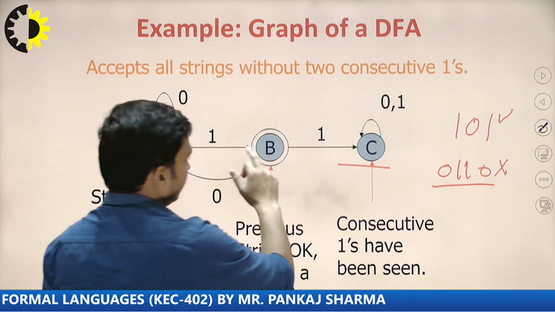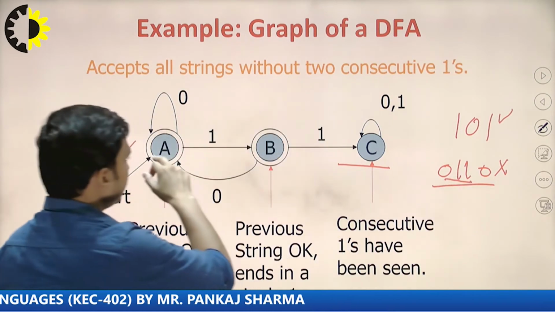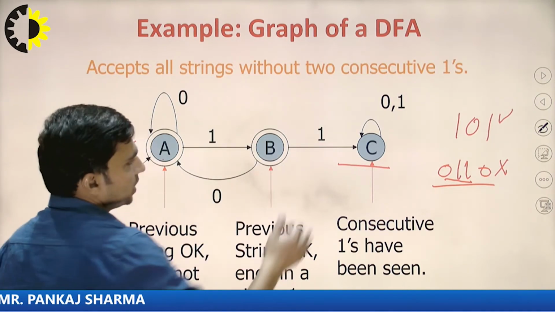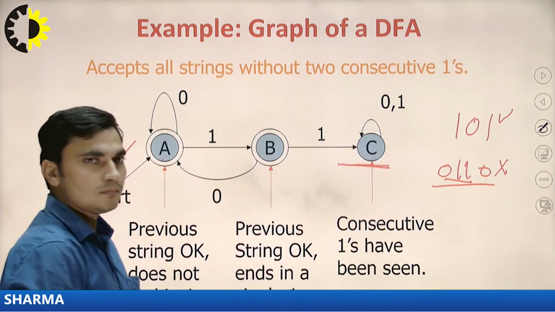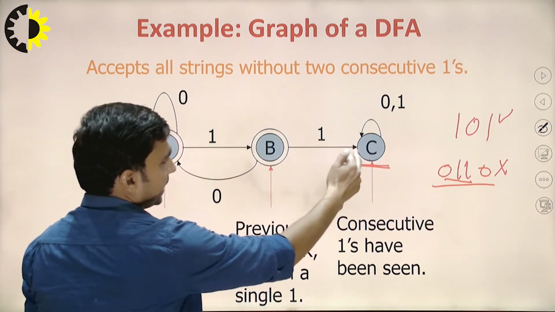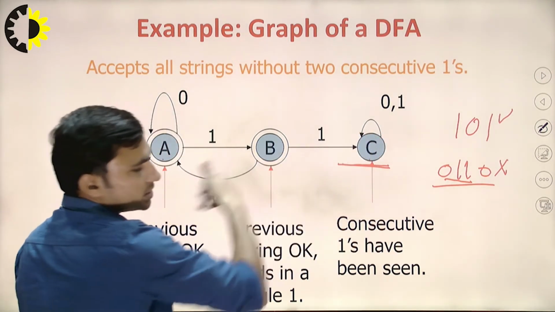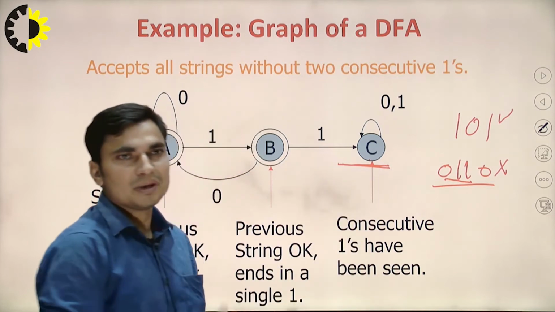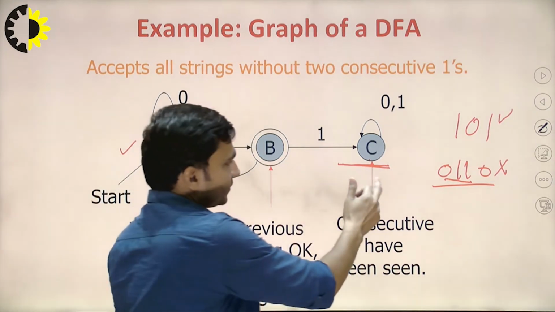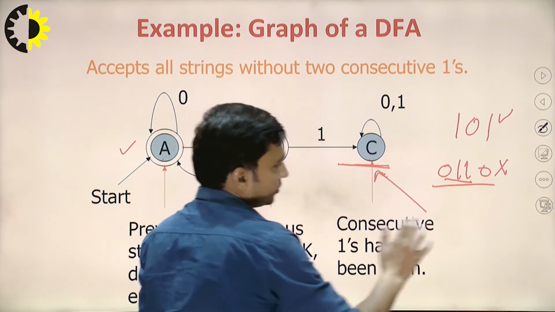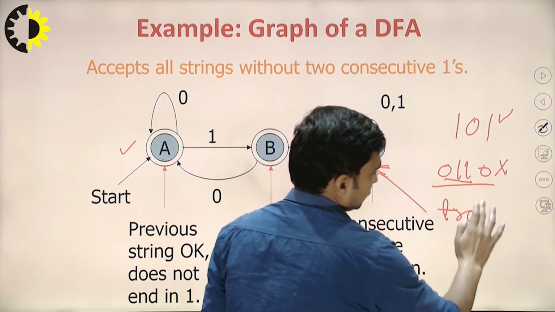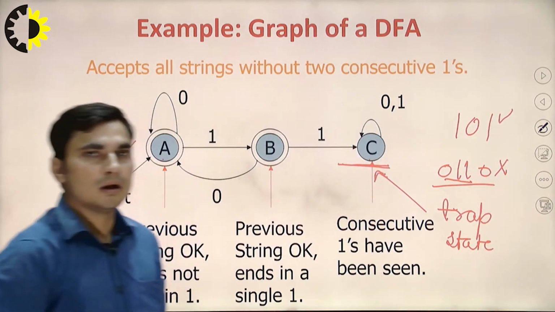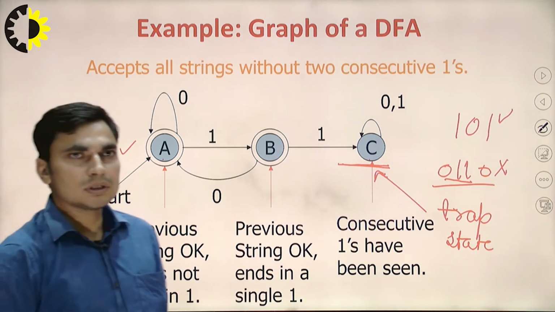So if we have two consecutive ones, suppose we read 1 at A and then 1 at B, then we reach a certain state, and as you can see, there is no transition from this state to any of the final states. So we will not come back from this state. In a DFA, we call this state a trap state. We are trapped here. So this is a simple example of a DFA.